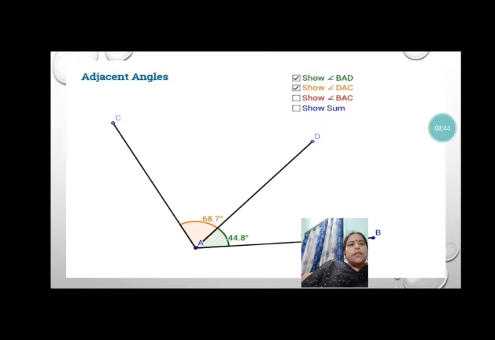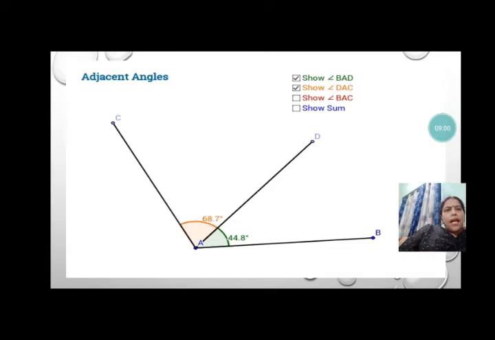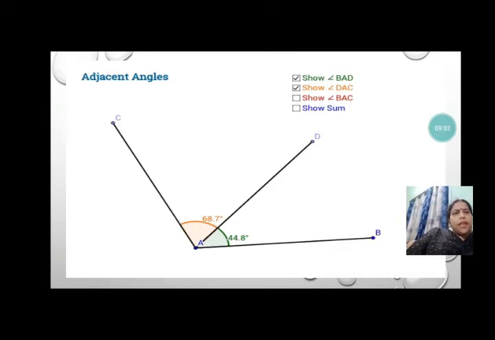Now let us understand the adjacent angles over here. So here what do we see? The adjacent angles are angle CAD, or angle DAC, and angle DAB. So they are the adjacent angles over here. So adjacent angles are DAC and angle DAB or BAD. We can read it both ways.